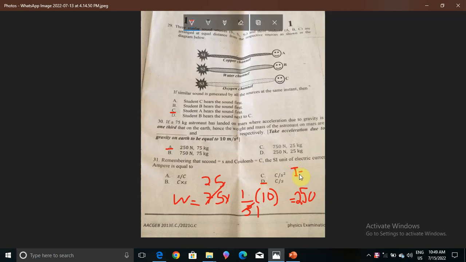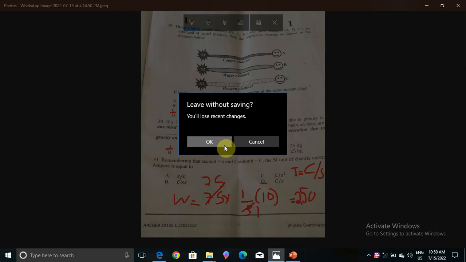is equal to C over S, which is coulomb over second, or I, its formula is Q over T, right? And Q, its unit is coulomb, and T, its SI unit is second. So that means I, which is current, is equal to coulomb over second. So the correct answer for question number 31 is D. Now let's go for question number 32.